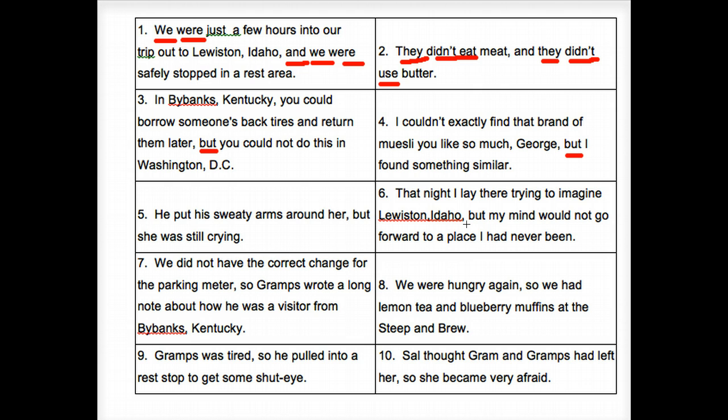They contrast each other. For the last kind of compound sentence, we will talk about so. We use so to talk about a reason and a result. The first part of the sentence is the reason, and the second part of the sentence is the result. So here is the reason. We did not have the correct change for the parking meter. And what did Gramps do? The result is that he wrote a long note about how he was a visitor from Bybanks, Kentucky.